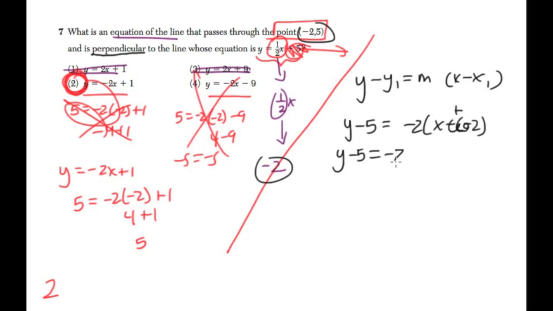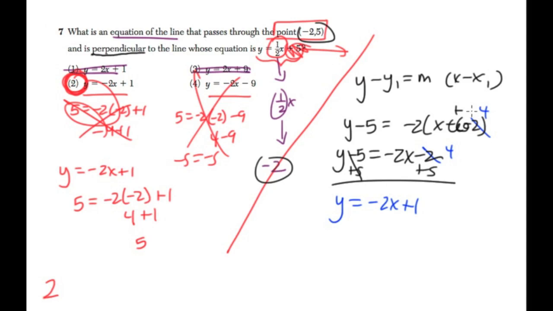So y minus 5 is equal to -2x minus 2, add 5, so your answer would be y equals -2x plus 1, because I just screwed up there. See, I don't even know what I'm doing half the time.